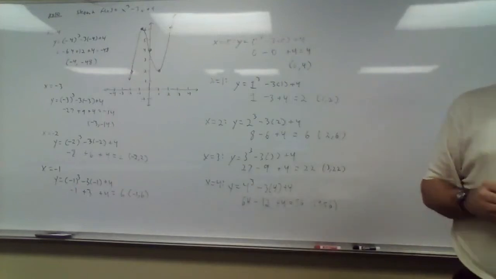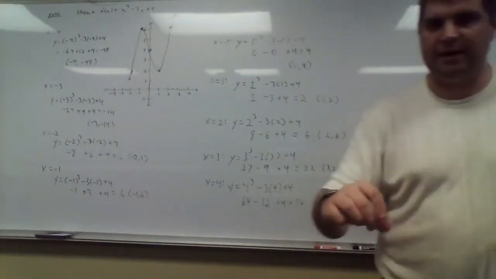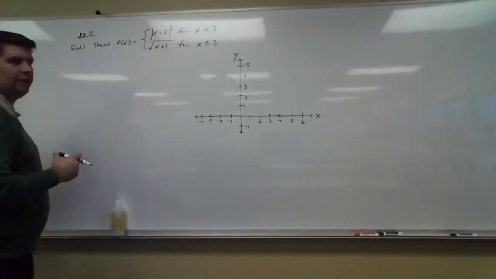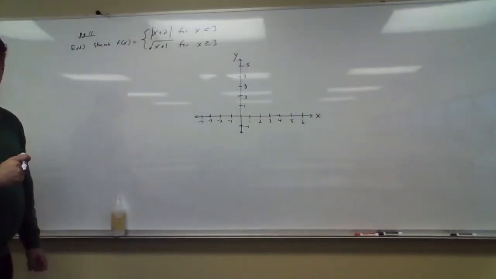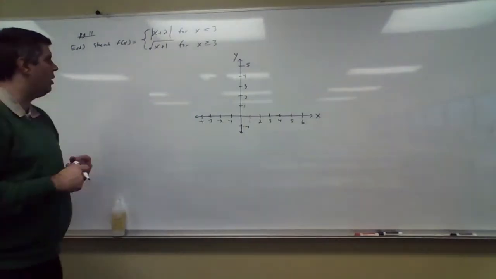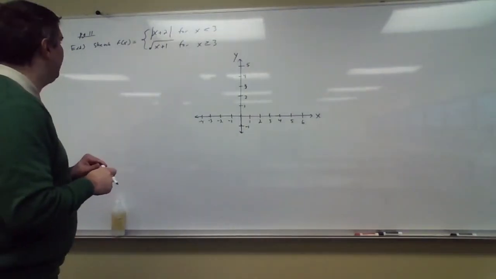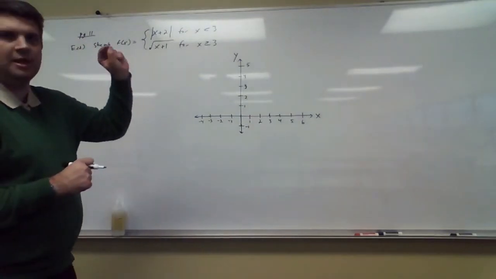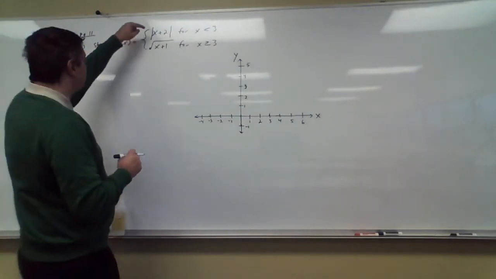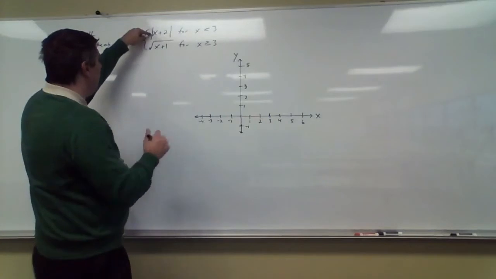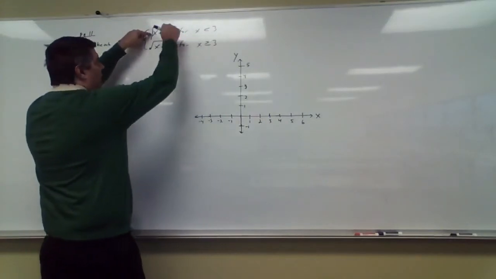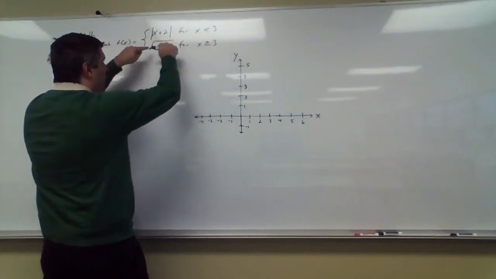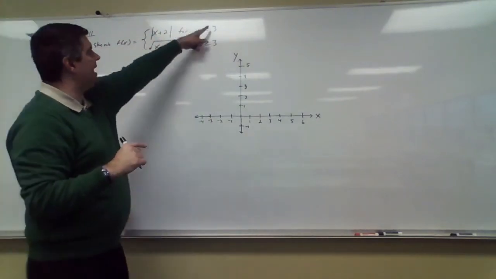So I'm going to clean this board. I'm going to clean this off and do the next page. Okay, this is called a piecewise function. What we're going to be doing here is a function which follows different rules depending on where we're at. This is one piece. If x is less than 3, we'll follow that rule. When x is 3 or more, we'll follow that rule. So the boundary is x equals 3.